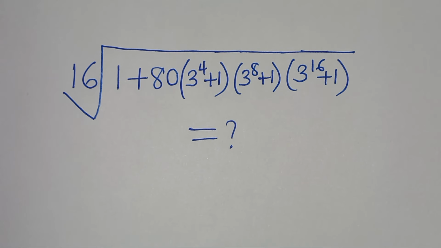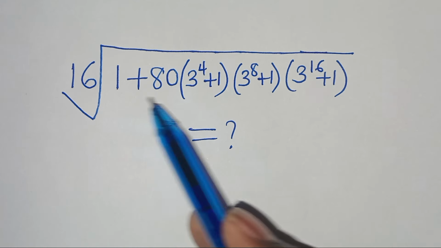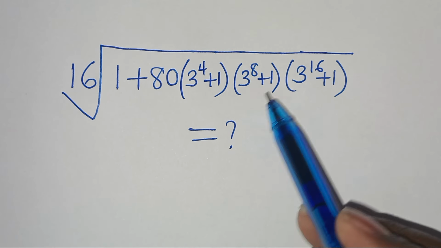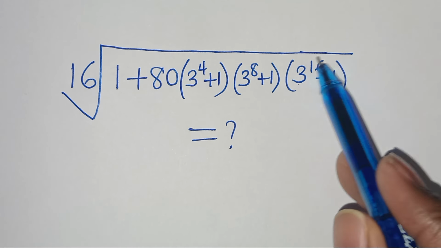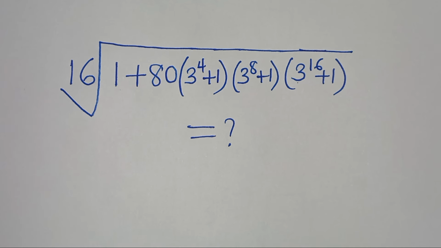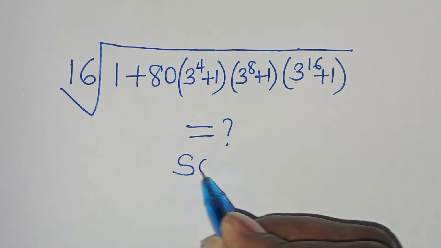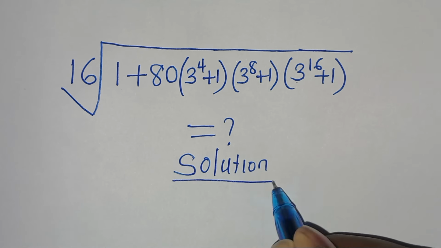Hello everyone, you're welcome to solve this nice 16th root of 1 plus 80 multiplied by 3 to the power of 4 plus 1 multiplied by 3 to the power of 8 plus 1 multiplied by 3 to the power of 16 plus 1. Now, how do we go about this? Let's provide a solution from here, step by step.